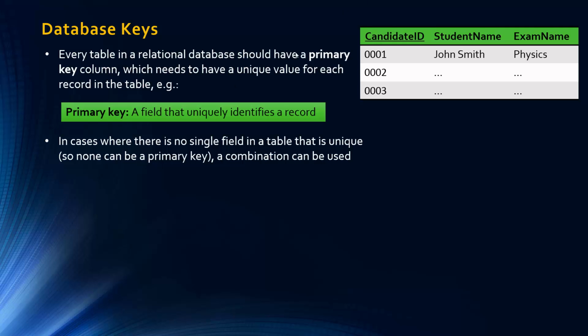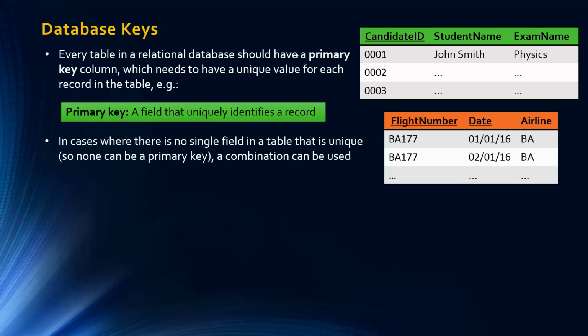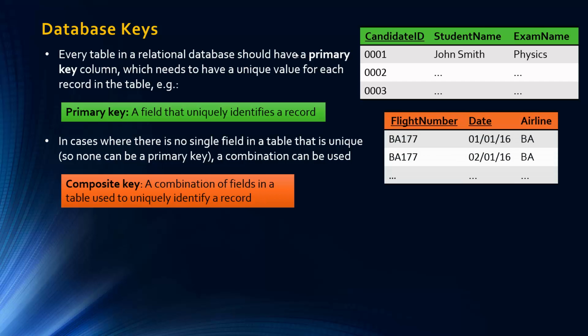So what we do is combine two fields together. This is called a composite key. A composite key is used to uniquely identify a record using multiple fields. An example I thought of was flights. The flight number often stays the same. I think this is for London to New York with British Airways. Every day BA177 leaves London to go to New York. Probably, I don't actually know that, but you'd assume every day this flight with the same flight number leaves.